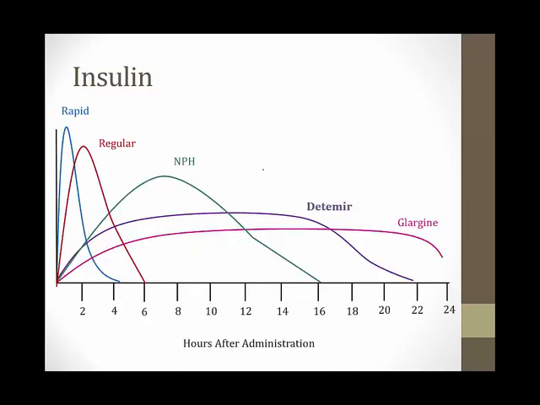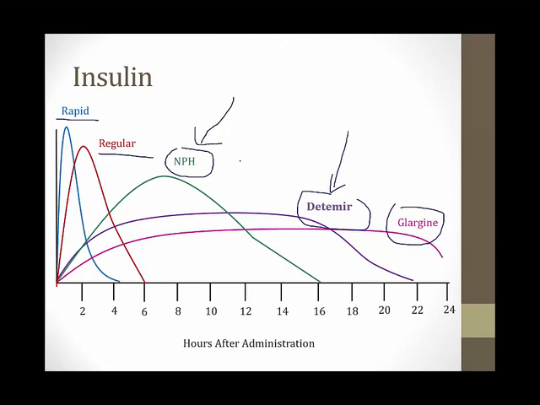Now I've shown in this slide all 5 types of insulin. You can see that Detemir and Glargine have the longest duration of action, rapid-acting and regular have the shortest, and NPH is an intermediate insulin. Detemir and Glargine are often given once daily with regular or rapid insulin on top at meal times. NPH used to be used a lot, but now it's been replaced in many cases by Detemir and Glargine.